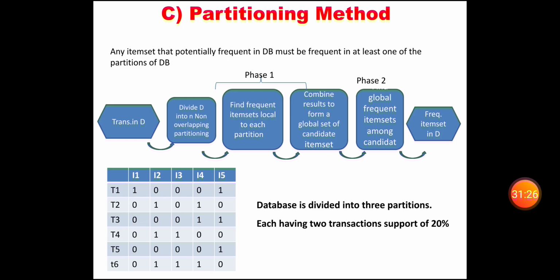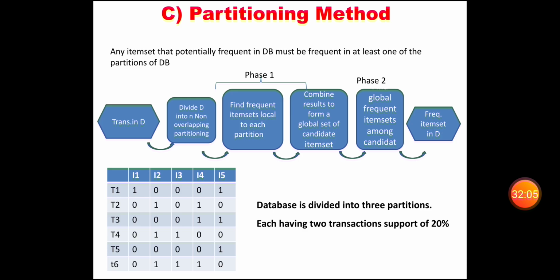Now we will take the table. Here the data is given as boolean expressions. So here is a database. This database is going to be divided into 3 partitions, each having 2 transactions, with a support of 20%. The 20% means that if it is one item, then the count must be 1, and if it is 2 items, then the count must be 2. With this we'll see the partitions.